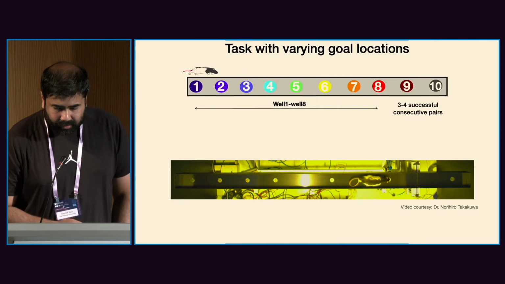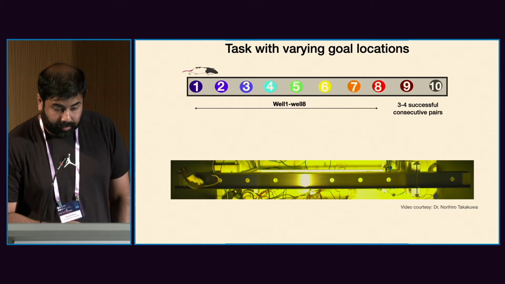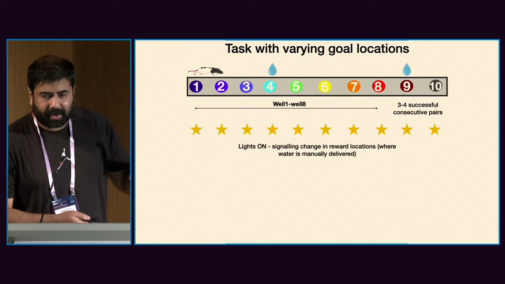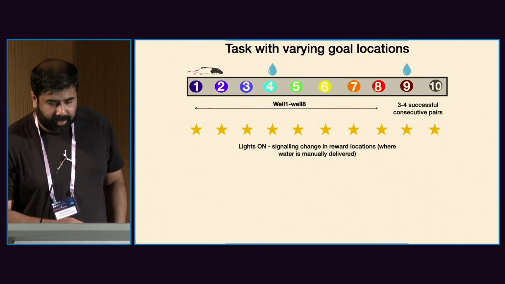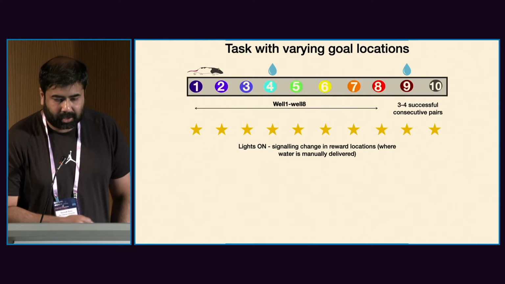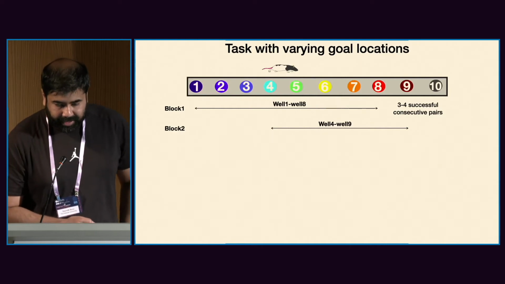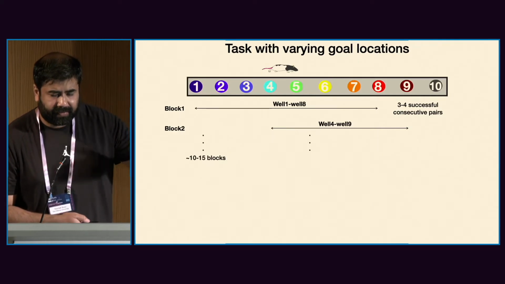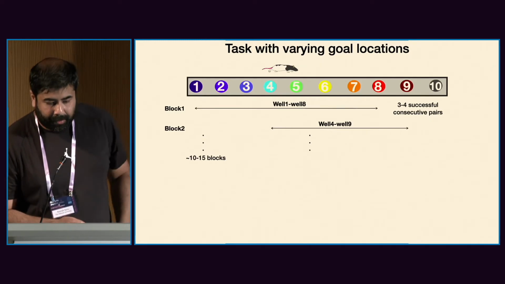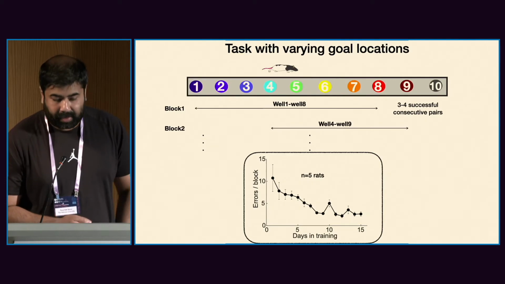So you can see that the rats are actually quite comfortable doing this, and they're quite like pros actually in this task. So what happens is after a few successful alternations, we give a signal saying that the rewarding well pair changes. So let's say it's now well 4 and 9. So now they have to alternate between well 4 and 9, right? And this continues for 10-15 blocks, and it ensures that the goal is continuously updated. And what we found is that the rats can learn this task within a matter of 2 weeks.